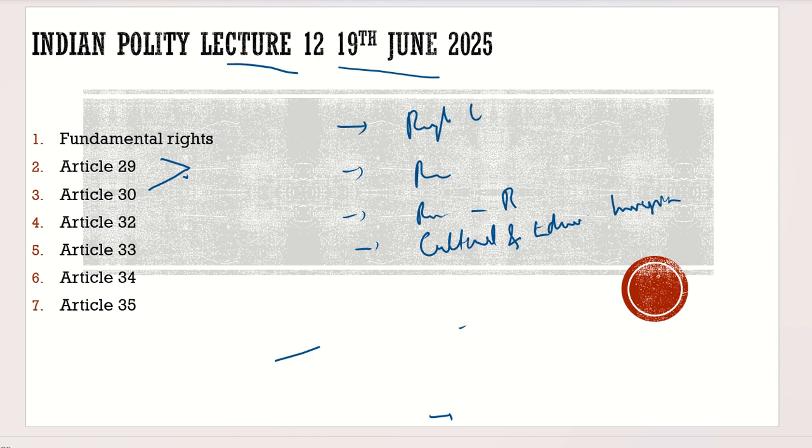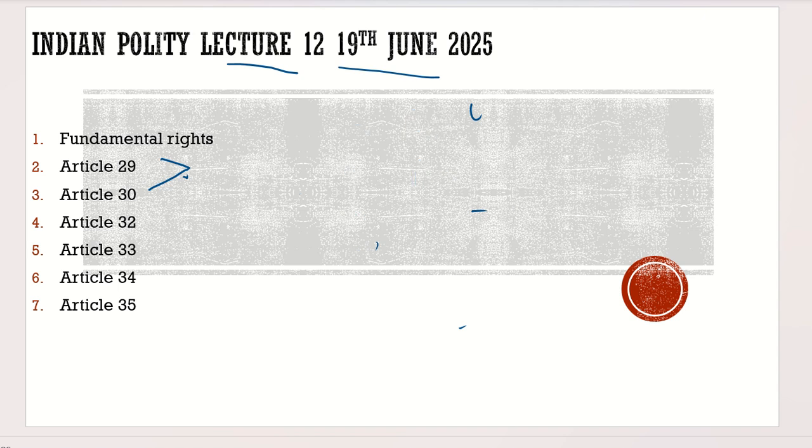On the grounds of religion, race, caste, and language, you cannot deny admission to anybody, but there may be other ways in which you can deny this admission. So this is Article 29. I hope you had understood it.